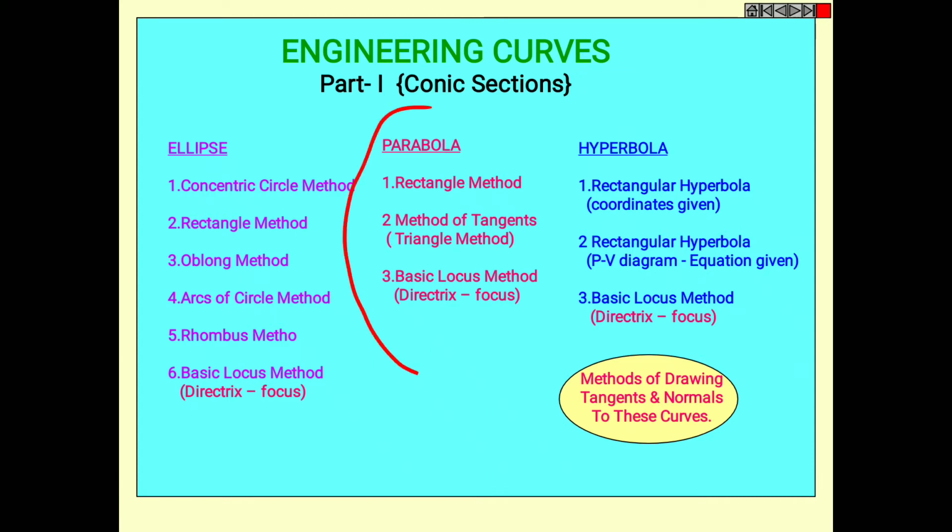This is the part on parabola. We generally have three methods in it. One is the rectangle method, the second one is the method of tangents, which is nothing but the triangle method, and the third one is the basic locus method or directrix focus method. The third one is the general method for all the conic sections, nothing but all the engineering curves. So these are the three methods involved in drawing a parabola.